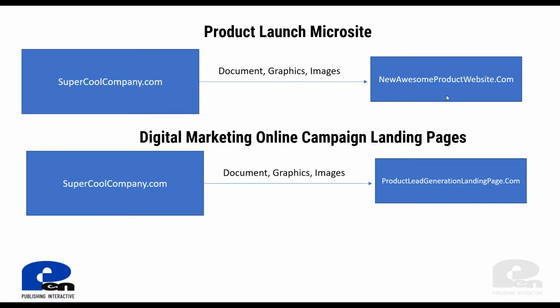Another way that this can be utilized is if you are going to run a digital marketing online campaign. You can use this for landing pages. So again, you can have your parent site share documents, graphics, and images, and you can create a lead optimized landing page with a different URL. But again, it's very beneficial, very easy to do, as you could see. But this is a new feature in Flipper Site Developer CMS 6.